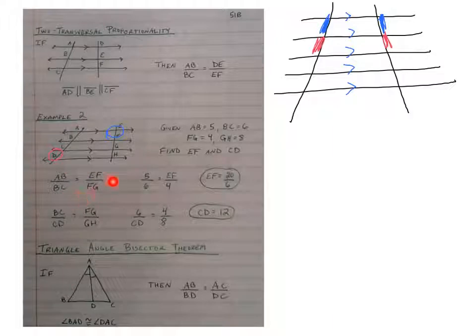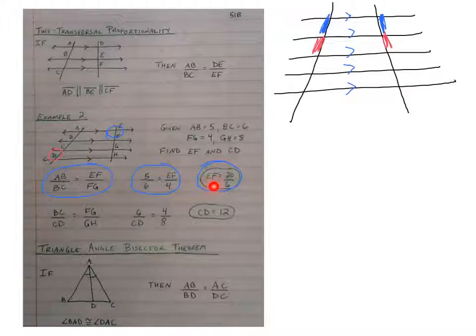So we set up our proportion. AB to BC is equal to EF to FG, and we use that to find our value by cross multiplication, and we find that EF is equal to 20/6. Once again, we cross multiplied 5 times 4 is 20, 6 EF, and we divide 20 by 6 to isolate EF.